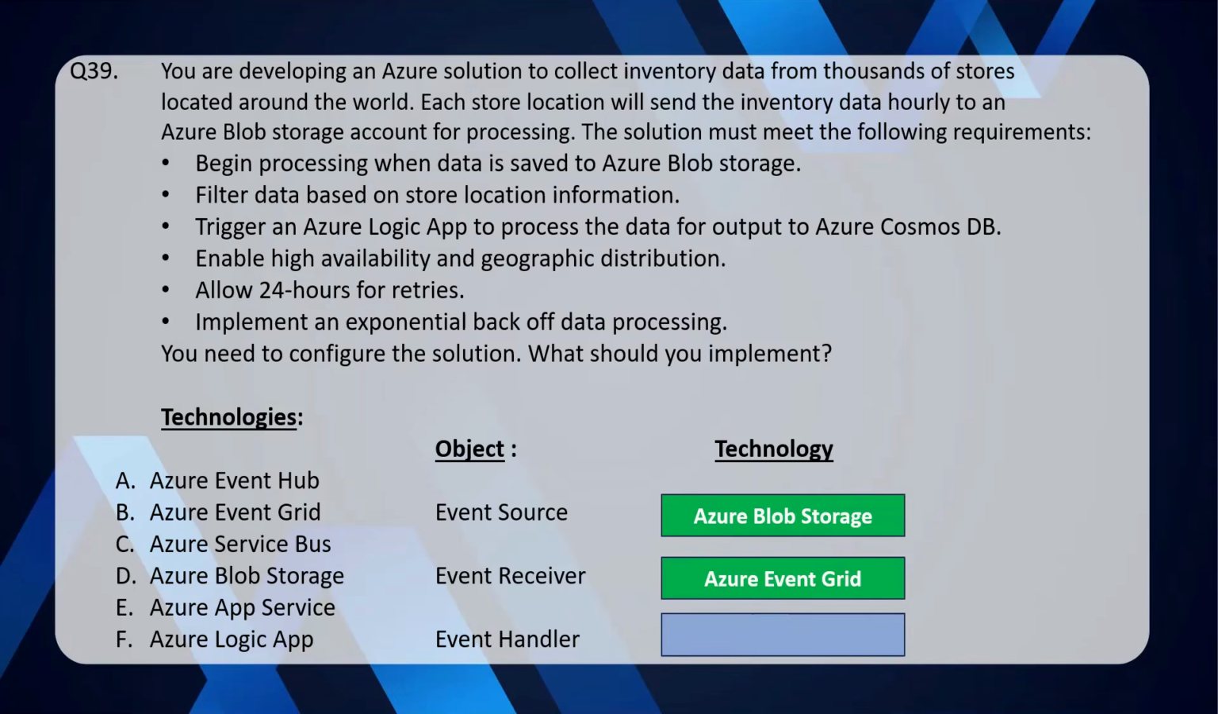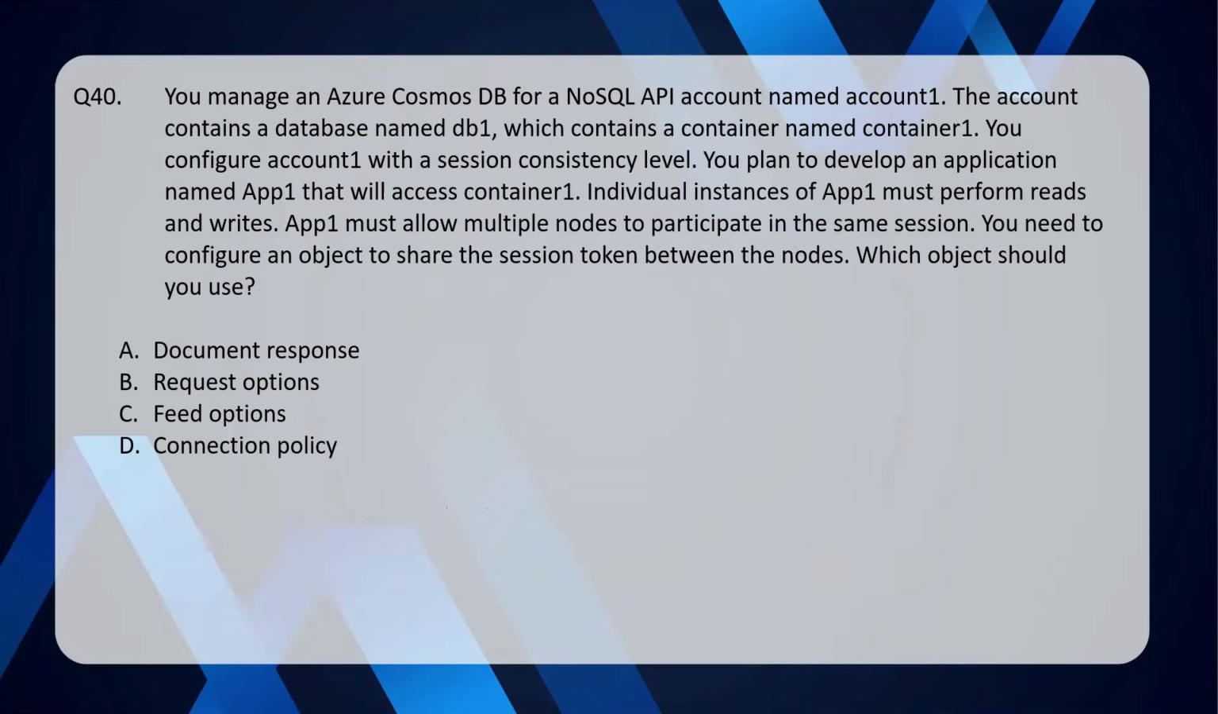Now the last part of the question is talking about event handler. And you can use logic apps to process the incoming data and insert it into Azure Cosmos DB. Now friends, Event Grid can directly trigger a logic app via webhook or built-in connector. Let's look at question number 40. You manage an Azure Cosmos DB for a NoSQL API account named account1.